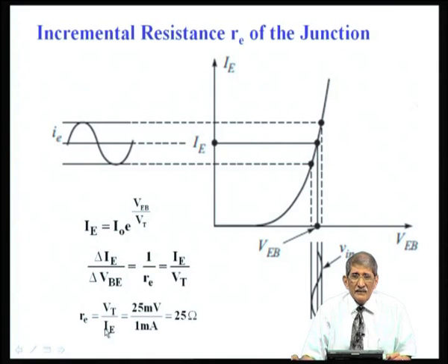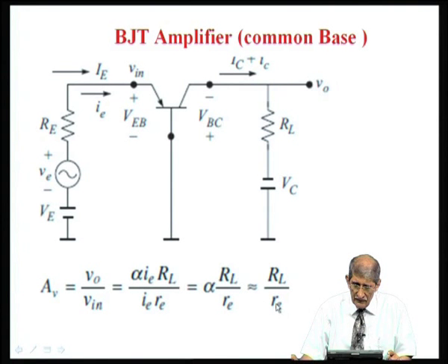What is V T? I have already mentioned last time that it is about 25 millivolts, that is K T by Q. K is Boltzmann constant, T is the temperature, room temperature. At room temperature, this thermal voltage K T by Q, or V T, is 25 millivolts. So, if the current is 1 milliampere, 25 millivolts by 1 milliampere is 25 ohms. That is why I said this R E is 25 ohms in this case.